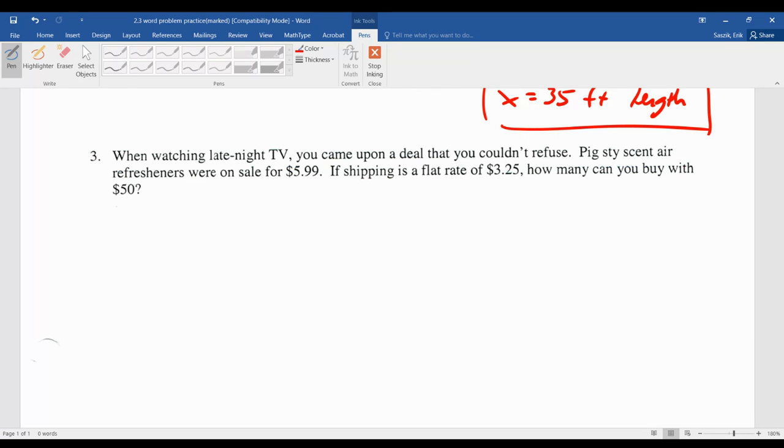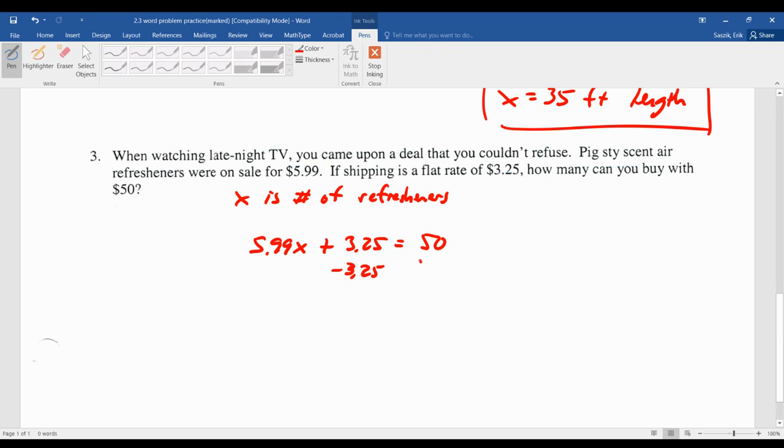Okay, what is the thing that we don't know? X is the number of refresheners, right? Always define your variable for what you don't know. Those refresheners cost $5.99 each. So that means $5.99 times X. That's how much you're going to pay for the refresheners. But you also have to pay this $3.25 for a shipping fee. There's no X with that because that's just a one-time thing. And $50 is how much money you have to spend.